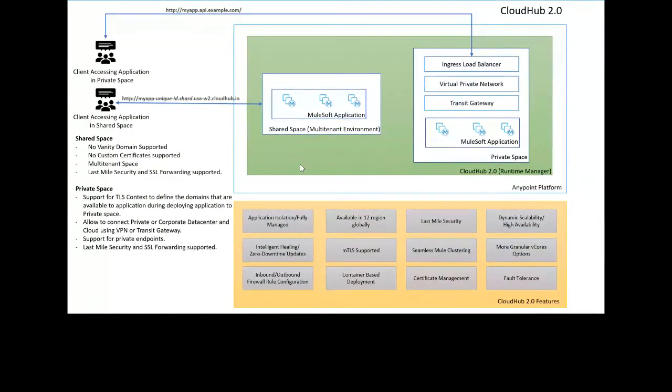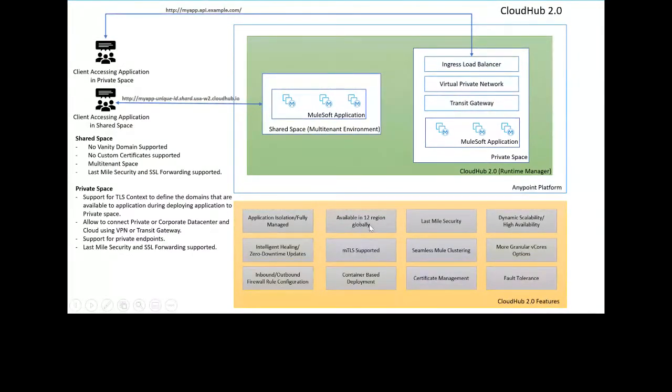It's similar to the Anypoint virtual VPC and dedicated load balancer. Here, it only supports transit gateway and virtual private network. It doesn't support VPC peering, and it doesn't support AWS Direct Connect. So these are the options. We have already discussed features like application isolation, fully managed, intelligent healing, and zero downtime update. Here you can also configure inbound as well as outbound firewall rules, so you can specify what kind of ingress traffic is allowed and what kind of egress traffic is allowed.